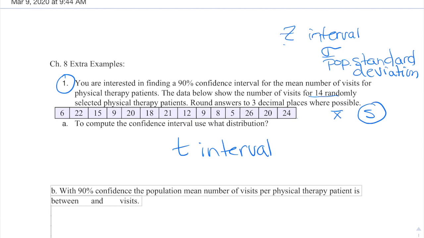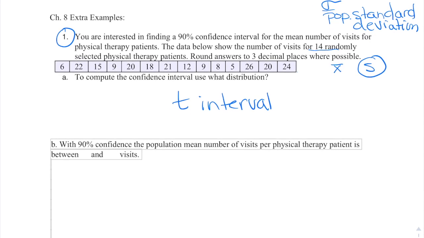Okay, so now in part B it says, with 90% confidence, the population mean number of visits per physical therapy patient is between blank and blank. So this is actually giving us the interpretation. What I want to remind you is that on a quiz, on the test, or on some of these weekly worksheets, you're going to have to write out this interpretation. Usually what I say is, write down the interval. What you're estimating is mu. So we write down the interval that the calculator gives us, and then we fill those numbers into our interpretation here.